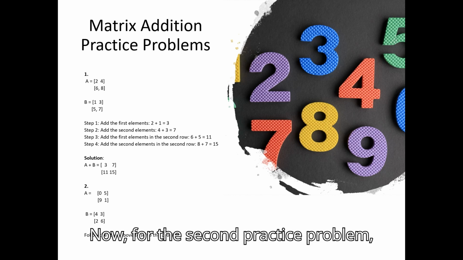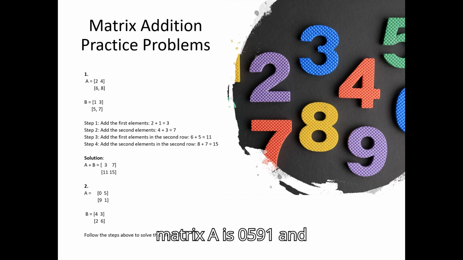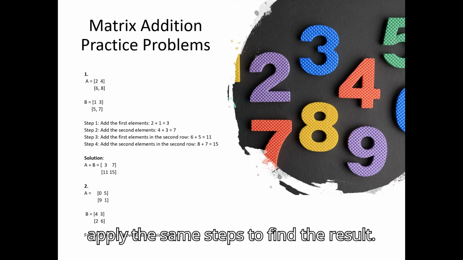Now, for the second practice problem, matrix A is 0, 5, 9, 1, and matrix B is 4, 3, 2, 6. You can apply the same steps to find the result.